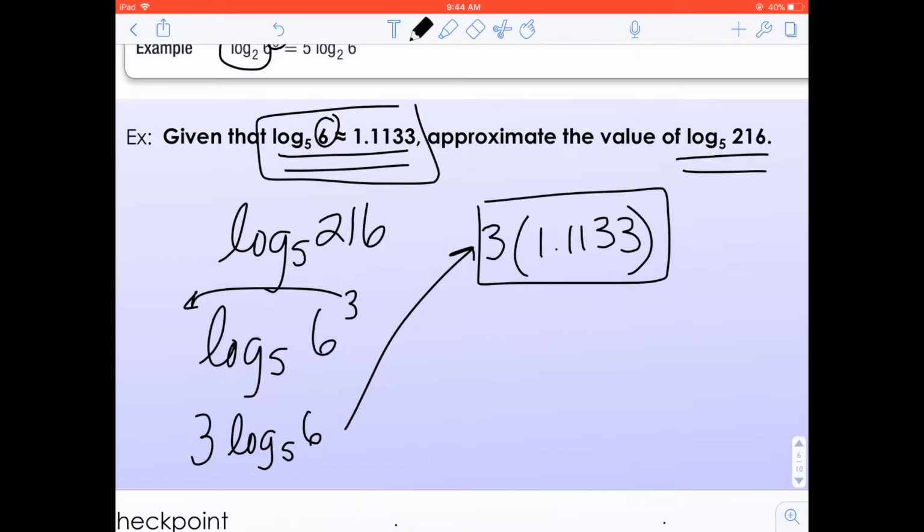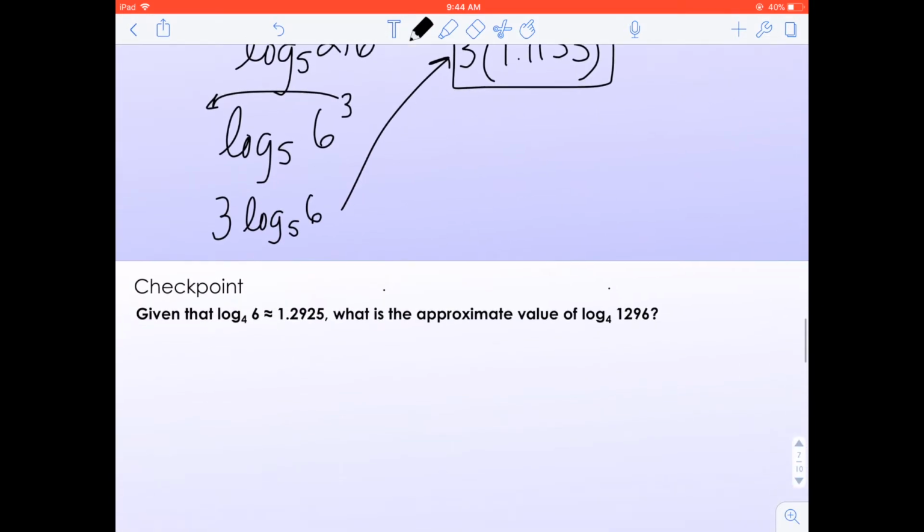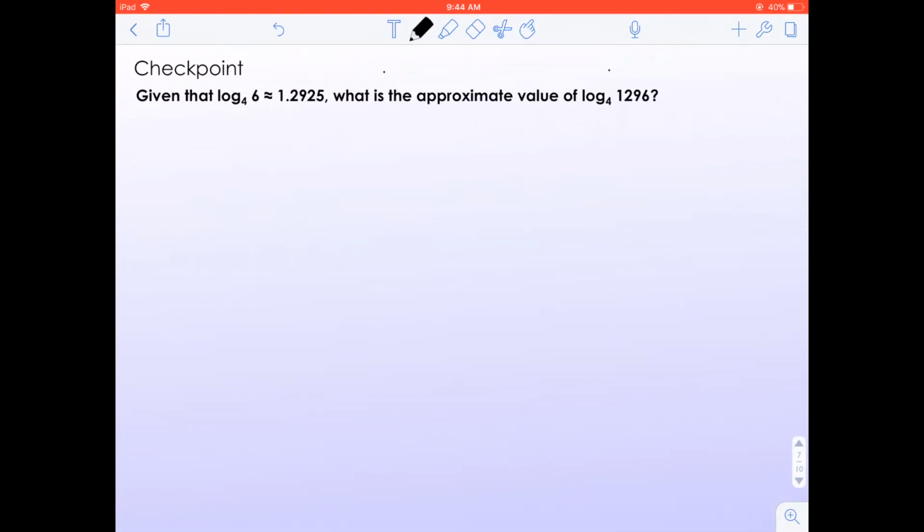Again, we're just rewriting these logs so that we can evaluate them. Okay, try the checkpoint. Come back when you think you've got it. All right, let's see how you did. So again, we're given this value, and we want to figure out what log base 4 of 1296 is. So we start with that, log base 4 of 1296.